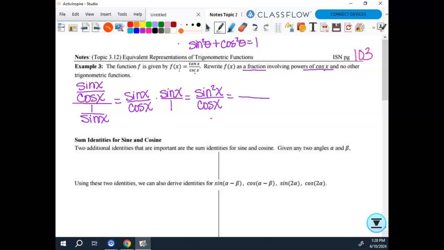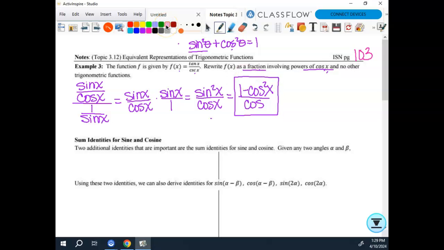What would sine squared equal if I solved that? 1 minus cosine squared, right? If I solve for sine squared and subtract that over there, sine squared is equal to 1 minus cosine squared, right? You can write it out if you need to, but you don't have to if you think about what's going on up there. So that means that this can be 1 minus cosine squared over cosine. So now I have this written as a fraction involving powers of cosine and no other trig functions. We are going to box this because this is what they asked us to do.